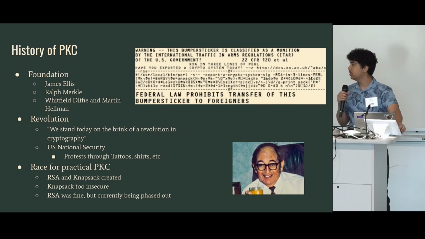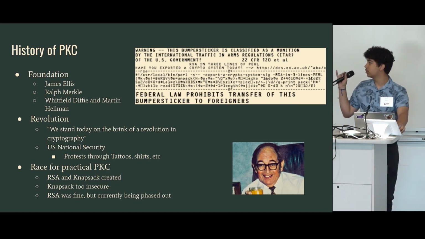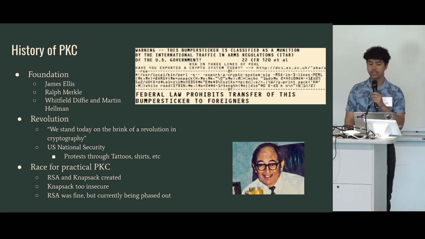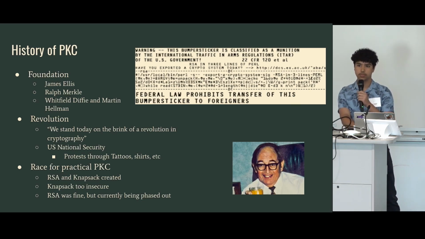The issue with PKC is you need a way to actually implement it, so they raced to find a practical use. The two things they found were RSA and Knapsack. Knapsack only worked for the first few weeks because it wasn't secure enough, and so they stuck with RSA until now. It's being phased out because quantum computers make it insecure.